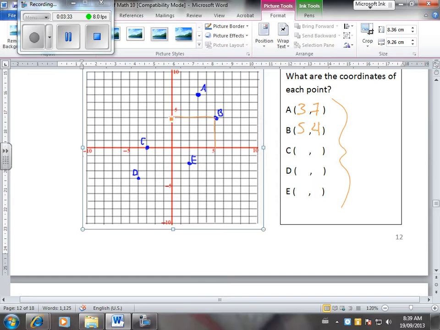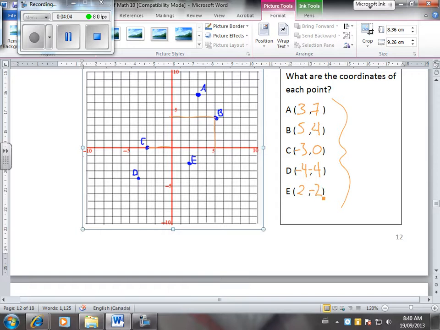In this one, on my x-axis, I go to -3. But I don't go up or down on my y, so that becomes 0. D, I go to the left -4 for x, and I go down -4, so my point is (-4, -4). And then E, I go over 2 on my x, and I go down -2.